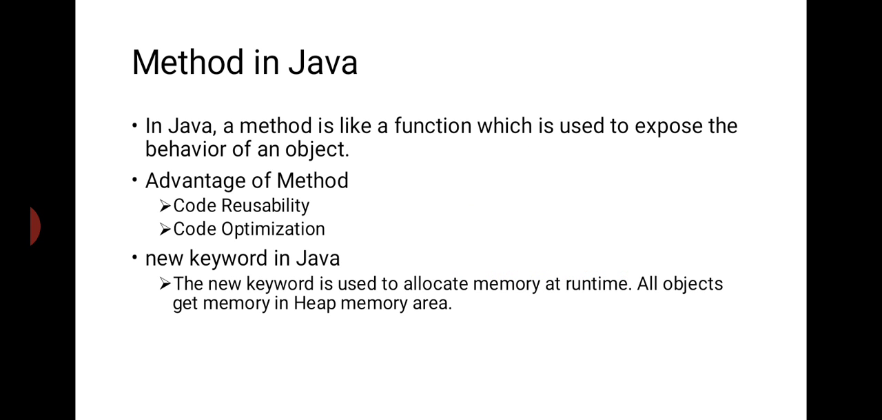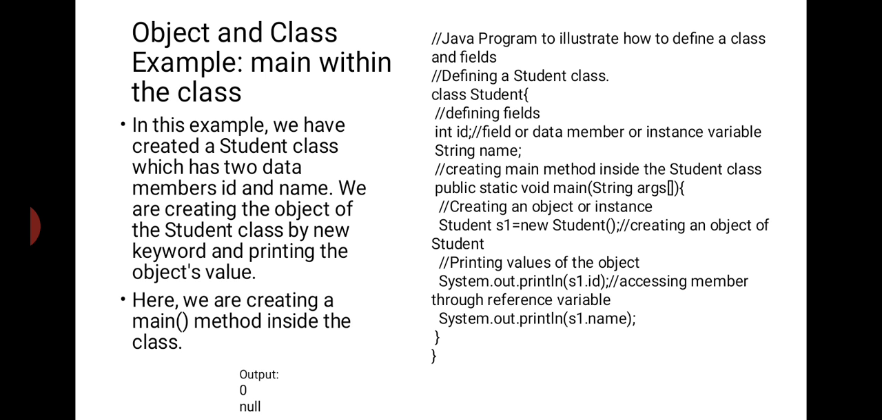Next, methods in Java. A method is like a function which is used to expose the behavior of an object. Advantages of methods are code reusability and code optimization. And what is the use of the new keyword? It is used to allocate the memory at runtime. All the objects get memory in the heap memory area. So this is the only use, that it will allocate the memory at runtime for that particular object.